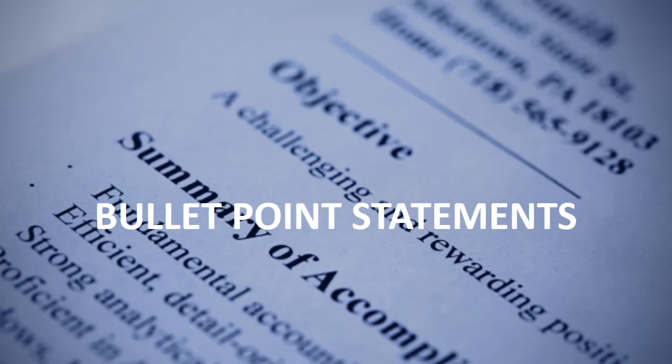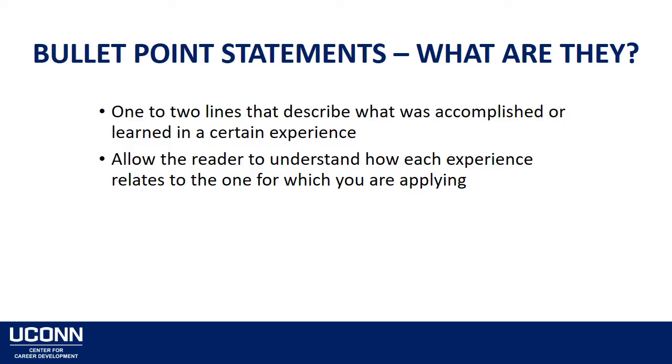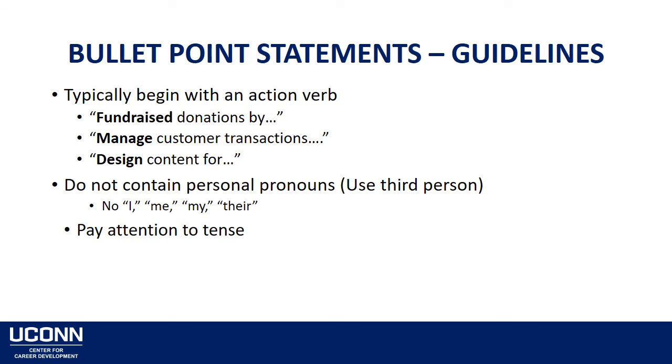Once you have the formatting and sections of your resume, you'll want to focus on writing bullet point statements. Bullet point statements are 1 to 2 lines that describe what you accomplished or learned in a certain experience. They are one of the most crucial components of your resume because they allow the employer or the reader to understand how your experiences relate to the opportunity you're applying to. They also describe the quality of your work and showcase your transferable skills. There are some general guidelines you should follow when writing bullet point statements.